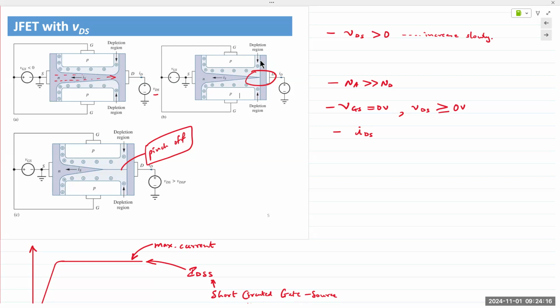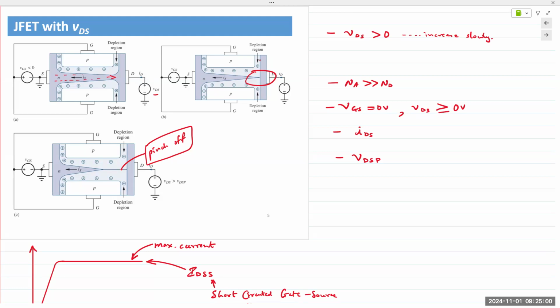Now VGS is 0 and you increase the VDS, drain to source voltage. You have current flow, but at the same time, the channel starts to close because of VDS, not because of VGS. That's a different thing. And the point where the channel just meets for the first time due to this VDS is also referred to as pinch off, and that voltage is known as VDSP, the pinch off value of VDS. Okay, VDSP.